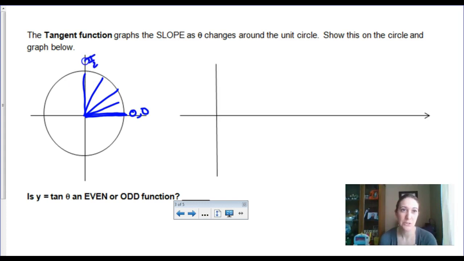So at pi/2, it's kind of weird to write it as an ordered pair, but basically my function for tangent is undefined, because it's a completely vertical component for slope.